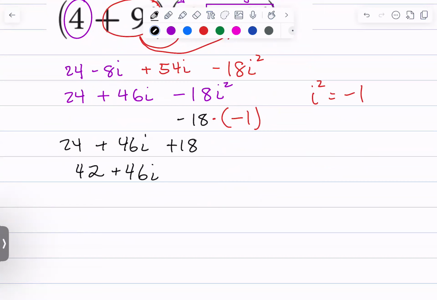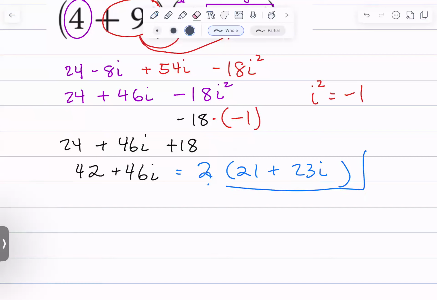What is the common factor between 42 and 46? What can I take out of both 42 and 46? I'm going to take out a 2. So that's 21 plus 23i. Oops.